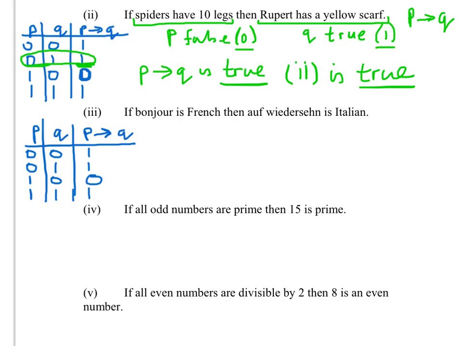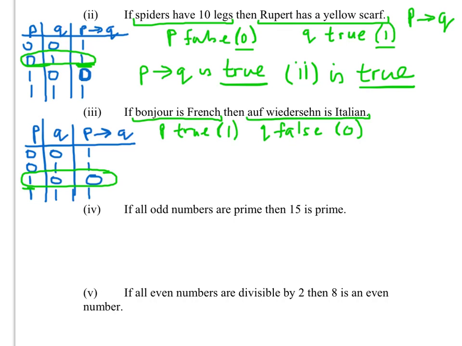So on to part 3. Bonjour is French, is proposition P, and it is true. So it has a truth value of 1. Auf Wiedersehen is Italian. That's a false statement. I'll call it Q, and it's false, or it has a truth value of 0. So again, if I go to my truth table and identify what particular line this refers to, the first input is true, the second input is false, so overall, P implies Q is false. There's the output there. So part 3, this statement here, is false.